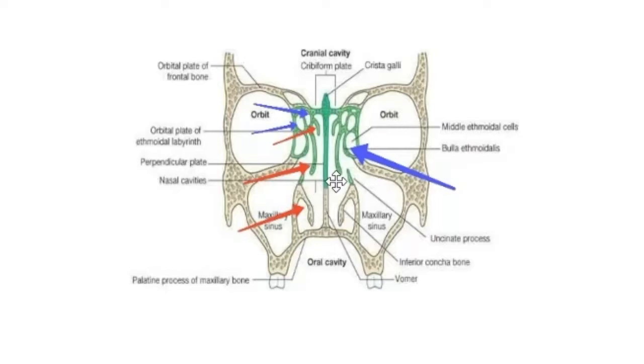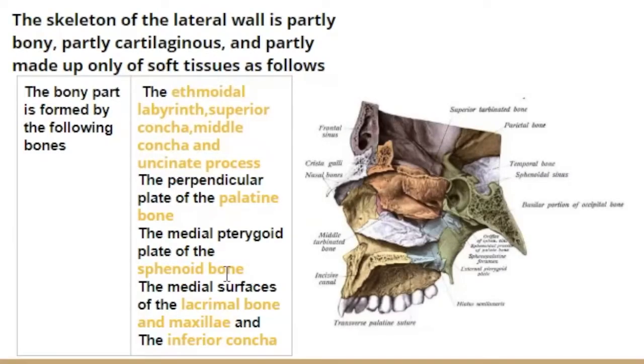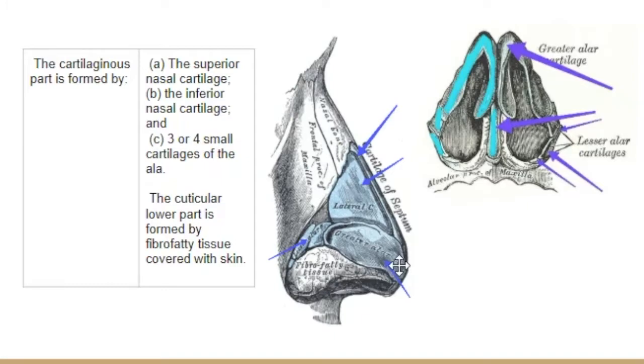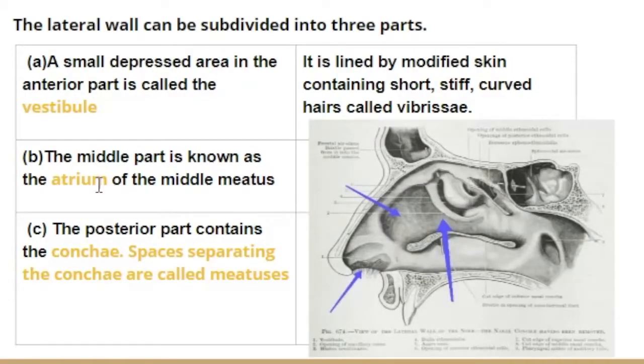Then we have the uncinate process. We have the inferior concha, which is an independent bone. And also we receive contributions from the medial pterygoid plate of sphenoid, the lacrimal bone, and the maxilla, right? So far in the coronal section, we have seen all the bones contributing to it. Apart from that, there are a few cartilages as well which contribute to the lateral wall, being the lateral cartilage, the greater alar cartilage, and a few minor cartilages. So with this knowledge, let's proceed on to the areas of the lateral wall of the nose.